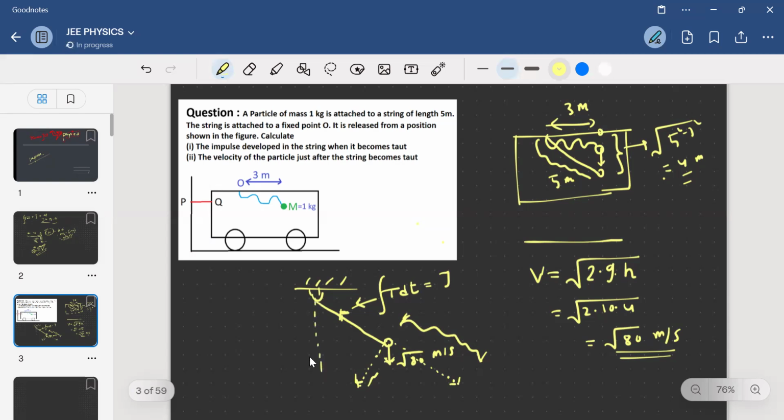So if this is the angle theta, how much distance is being covered? 4 meter vertical distance is covered. This is 3. So what is the angle theta value? Tan theta is 3 by 4. That means cos theta value is 4 by 5 and sin theta value is 3 by 5.